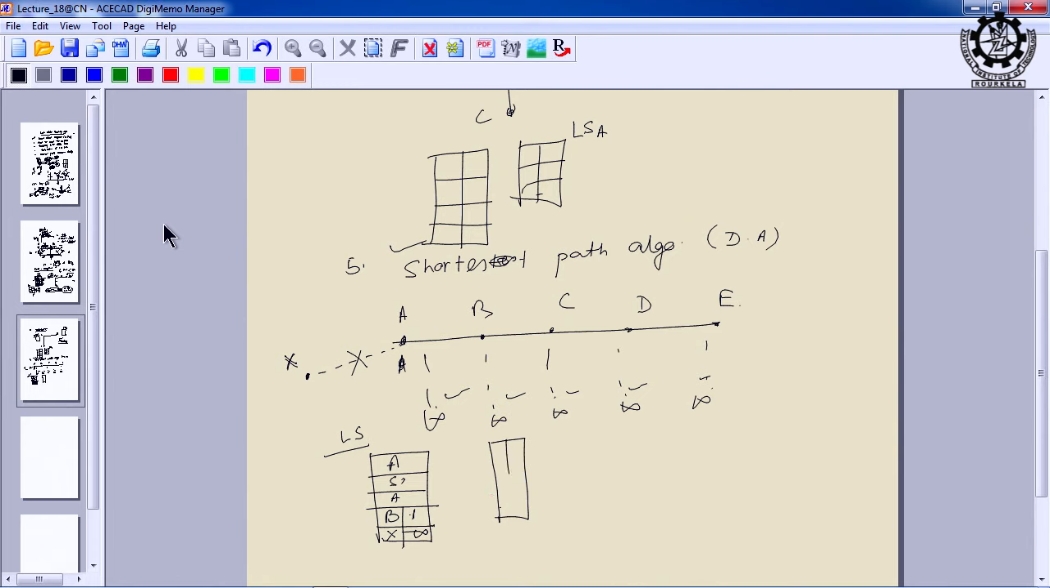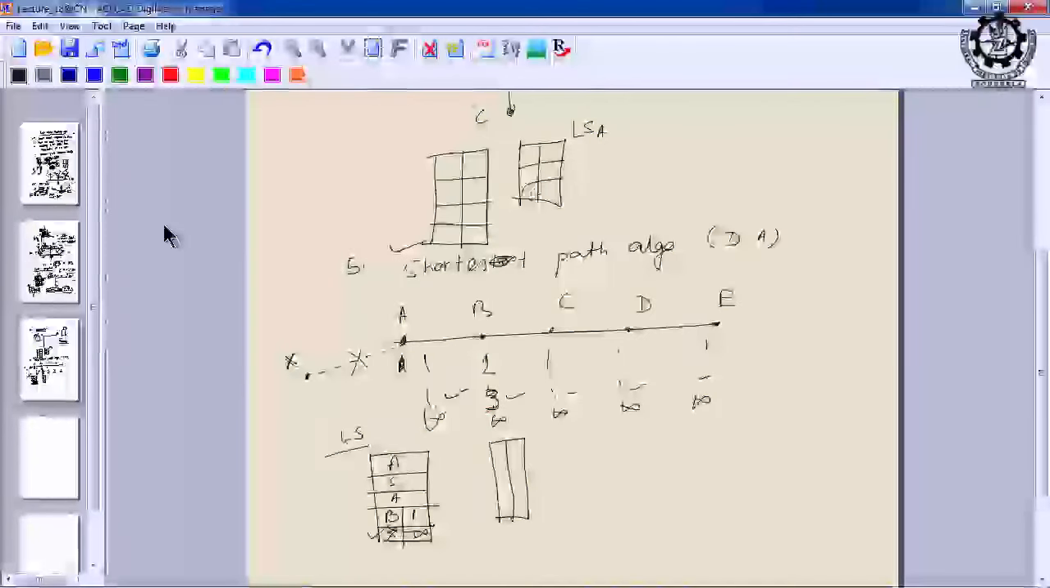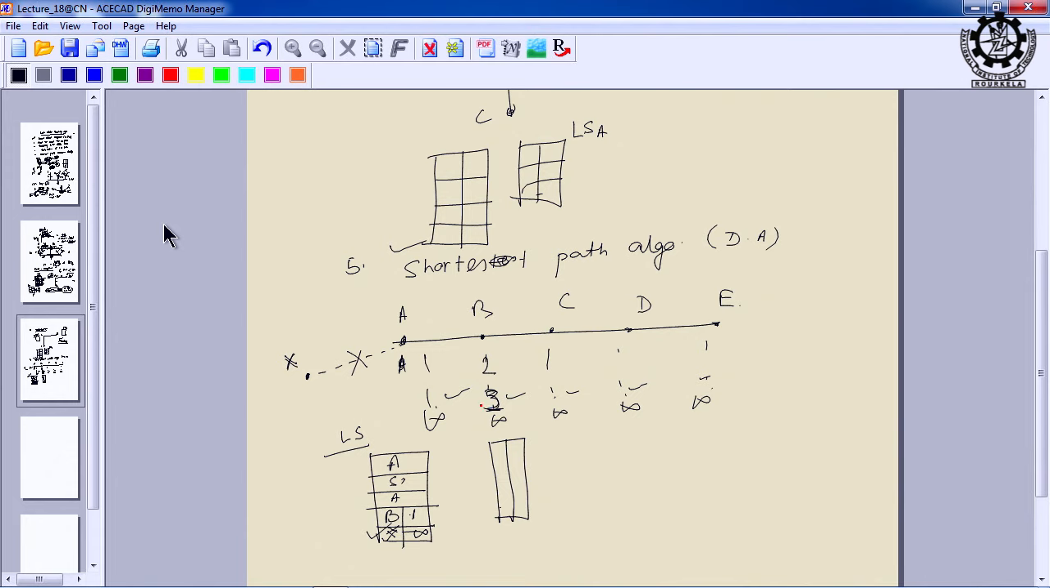When this link state packet is sent to B, and B updates its routing table, it understands that A cannot reach X anymore. So I cannot increase my hop count to 3. Earlier if it was 2, it cannot be 3, because now I have to reach A, and A has an infinity value. Earlier what was A doing? A was doing it through B, increasing to 2.